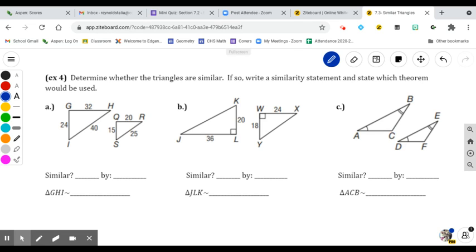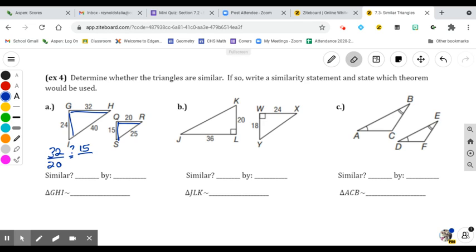The first one, we're only given sides. So the only possible shortcut would be side, side, side. But we can't just say automatically, yes, similar by side, side, side. We have to actually test it out. So we need to set up ratios of the corresponding sides. So 32 would go with 20. Is that equal to 24 over 15?